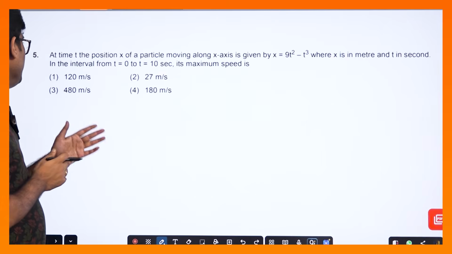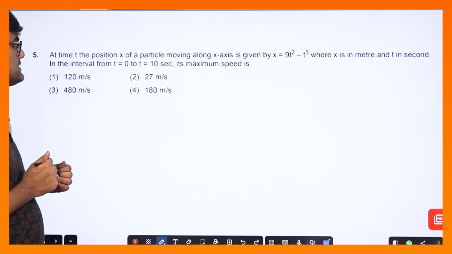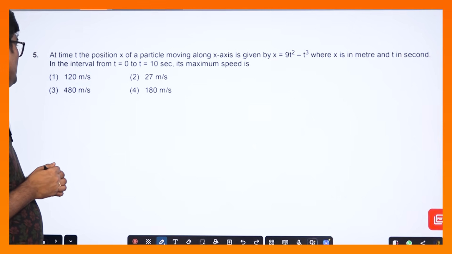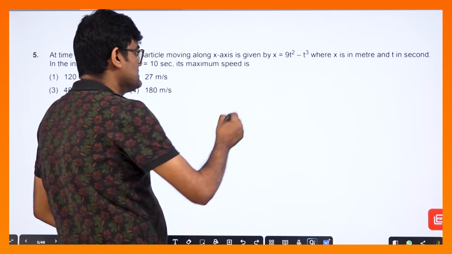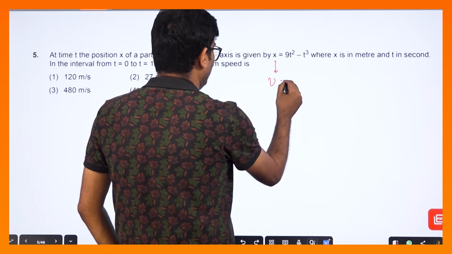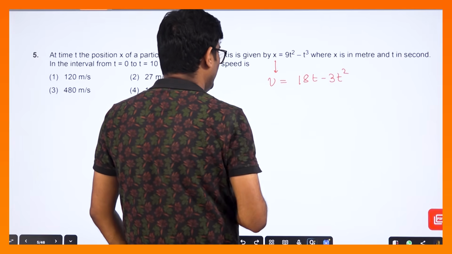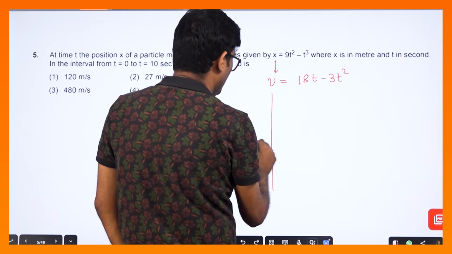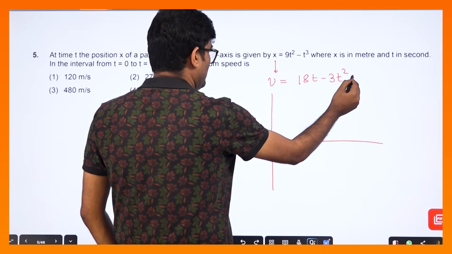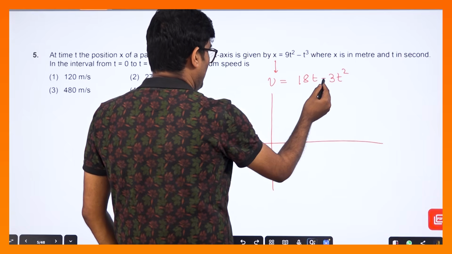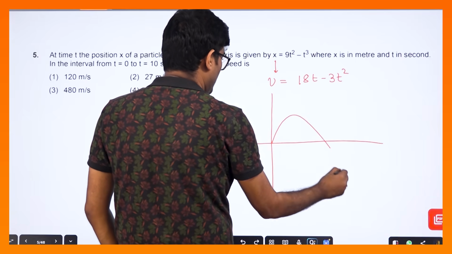Question number 5 says, at time t equal to 0, the position x of a particle moving along x-axis is given by, where x is in meter and t in second. In the interval from 0 to 10 second, what is the maximum speed? Now, if x is given, I can find the velocity from dx by dt. dx by dt says that it is 18t minus 3t square. Okay, it's a parabolic graph. If you plot the graph, it's an open downward parabola starting from origin because the intercept is 0, and minus b by 2a is positive as b and a are of opposite sign. So the parabola looks like this.